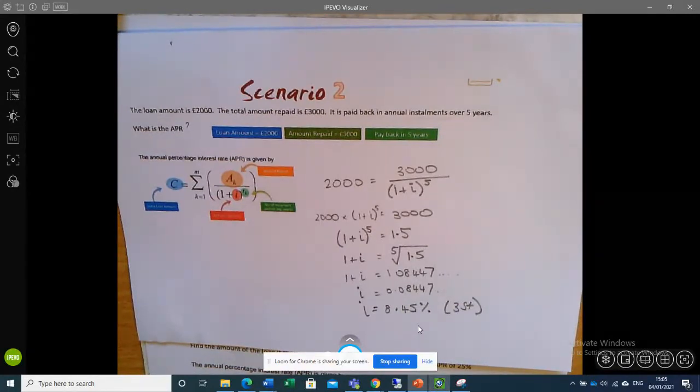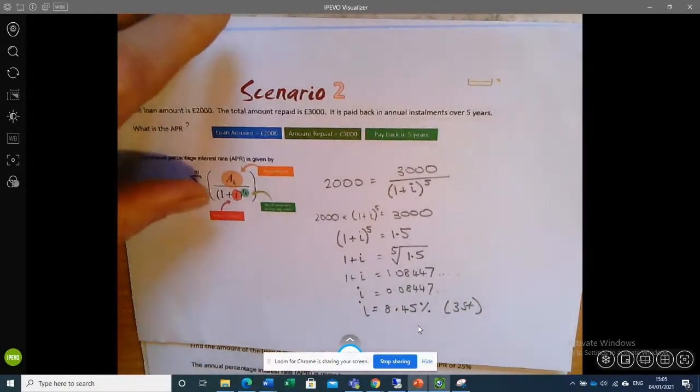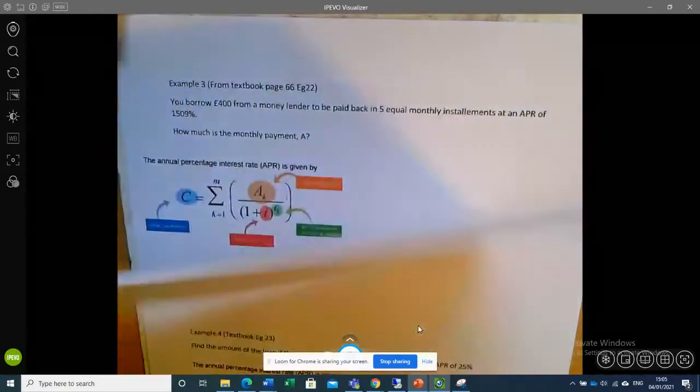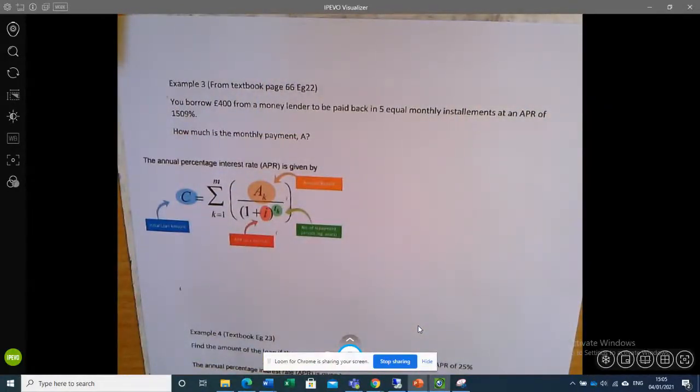Okay, so that's 2 fairly simple, straightforward examples using APR, where we're just considering the whole loan amount. Right, now we're going to get on to some examples from the textbook.